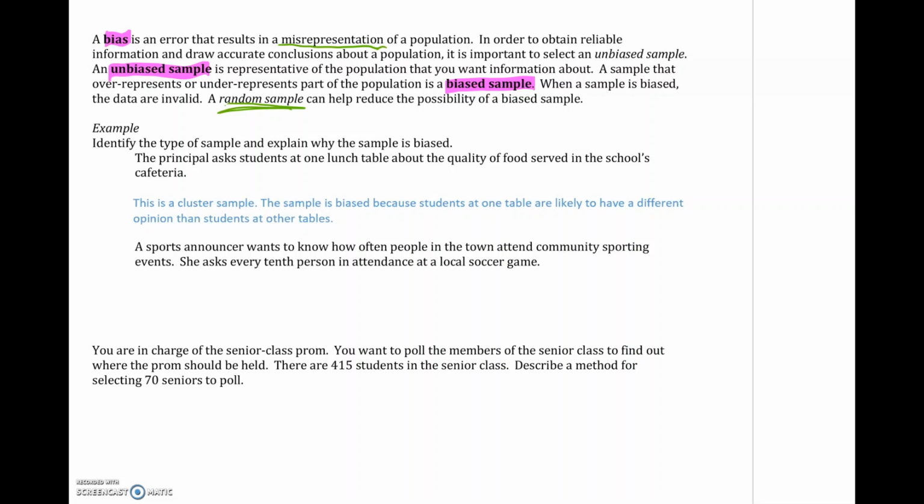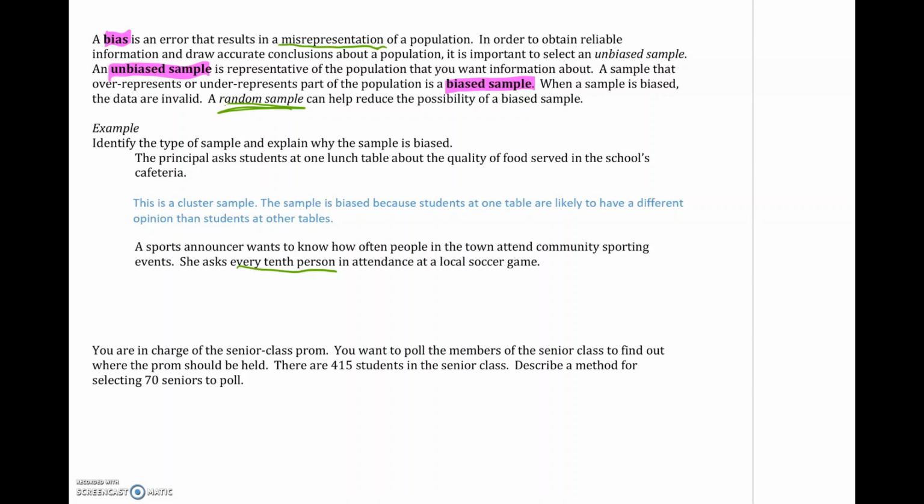So that's that bias. The second example here, a sports announcer wants to know how often people in the town attend community sporting events. She asks every 10th person in attendance at a local soccer game. So once you see that every 10th person, you're thinking, okay, that's a rule. What is that sample called where we use a rule? It's a systematic sample. Okay, now where is the bias here?